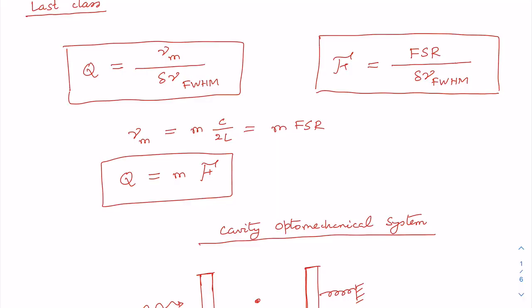So let us begin. In the last class, we discussed the quality factor Q of a Fabry-Perot cavity, and we saw that quality factor and finesse of the cavity are related very closely. In fact, they are actually the same, only quality factor is expressed in a different frequency unit than that of the finesse. And both refer to the fact that, for example, if Q is equal to 10 to the power 6, that means the photon will oscillate inside the cavity around 1 million times, or 10 to the power 6 number of times.